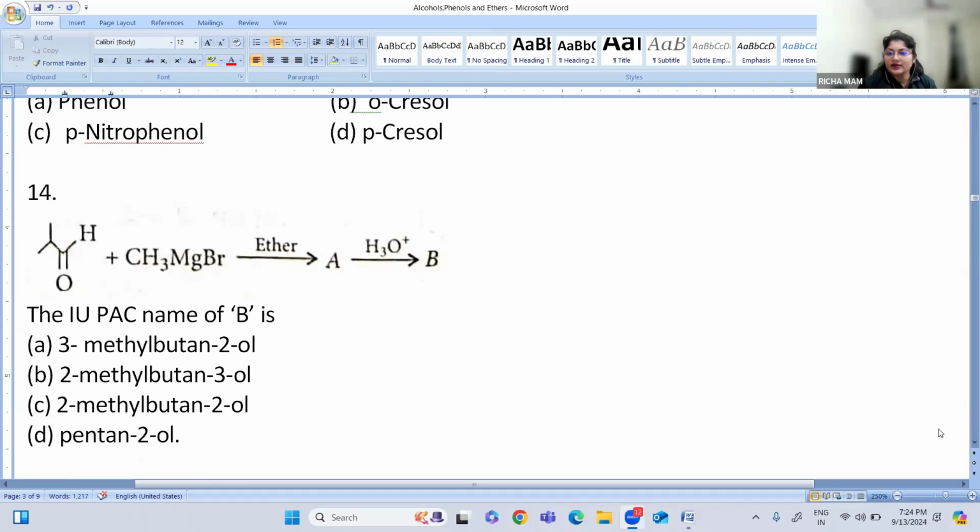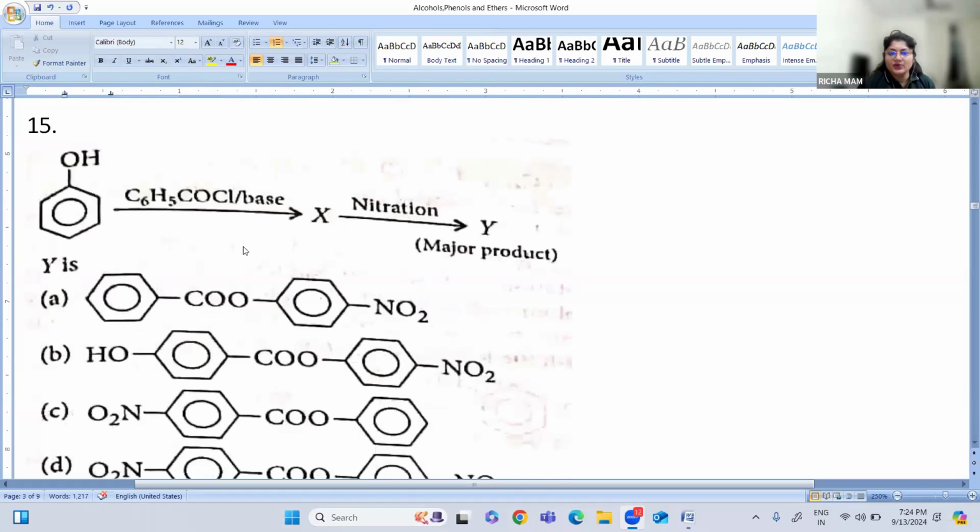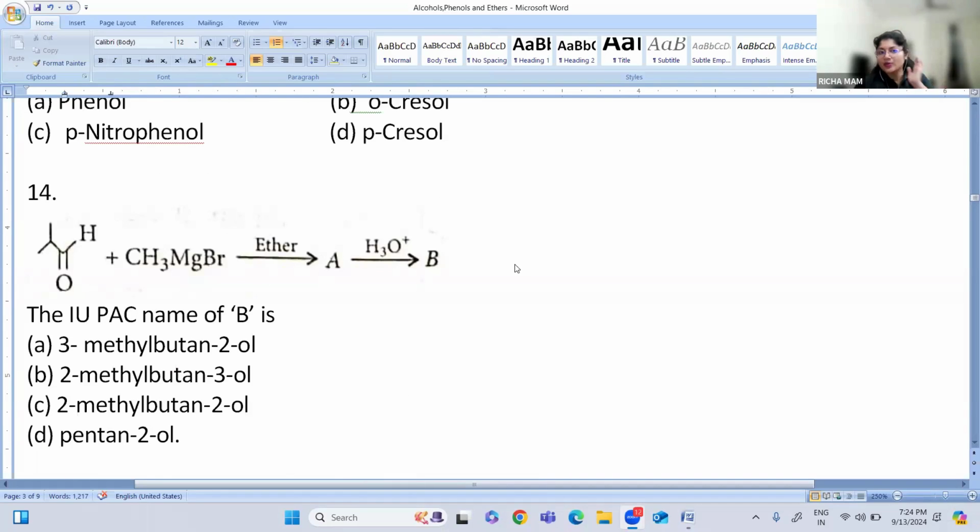So in today's session, we have seen 13 questions based on alcohols, phenols, and ethers. The remaining questions we'll be discussing in the next class. We have many questions. What type of questions are asked in the CET? Those are all the questions I have taken here. Different types of questions we will see in the next class.